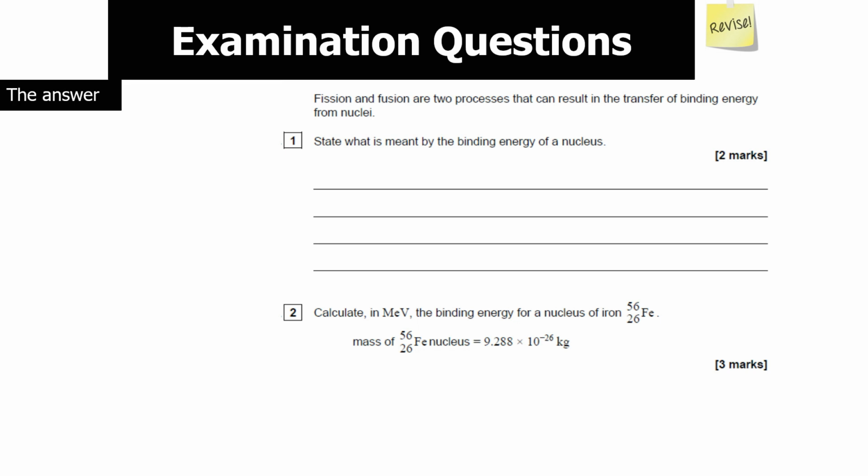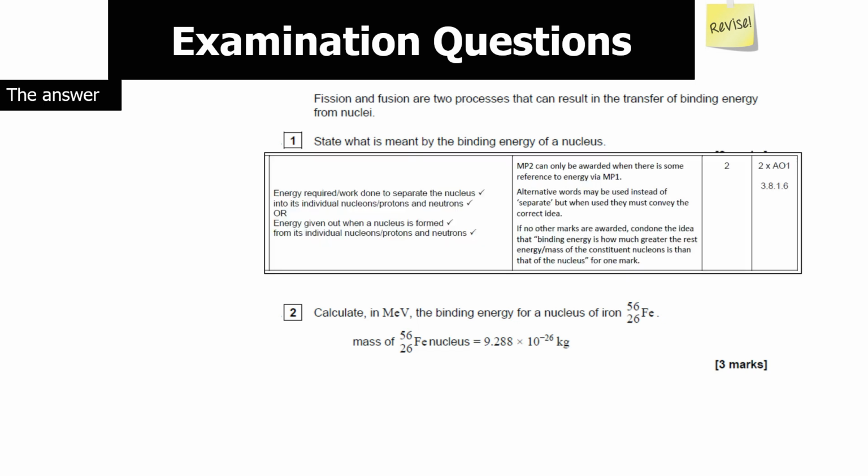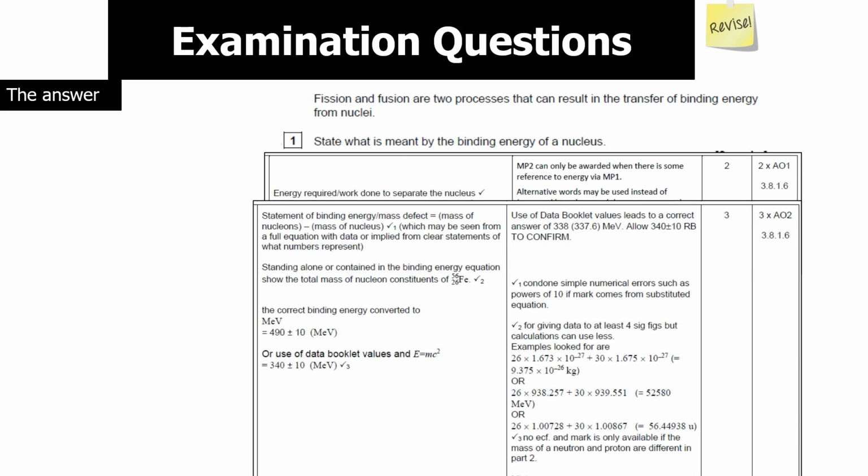So the first question is all about definitions, and you've just got to learn it. The binding energy is the work done required to separate the nucleus into its individual nucleons, its individual protons and neutrons. So it's how much energy is needed to separate out your nucleus completely.